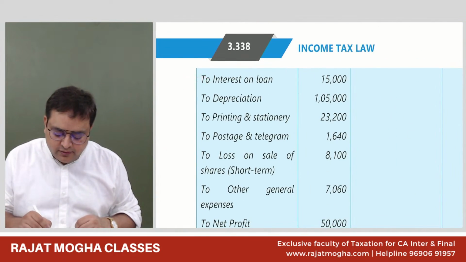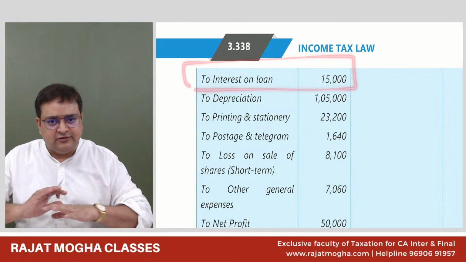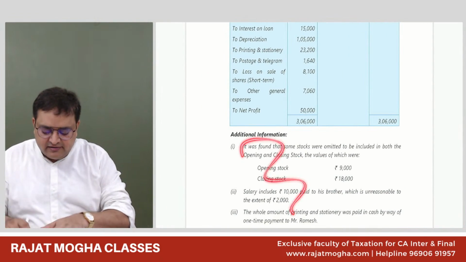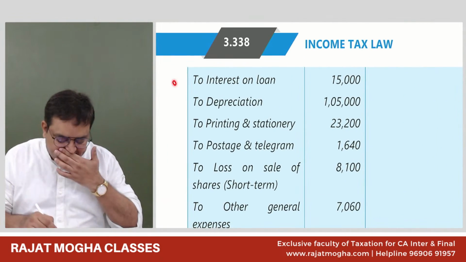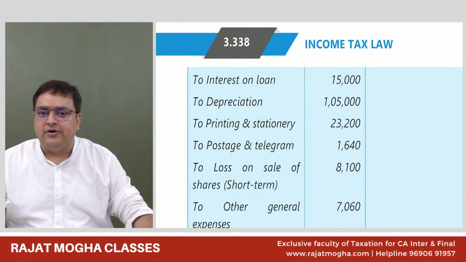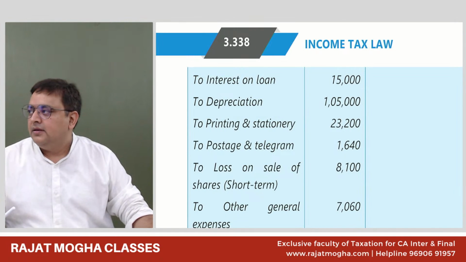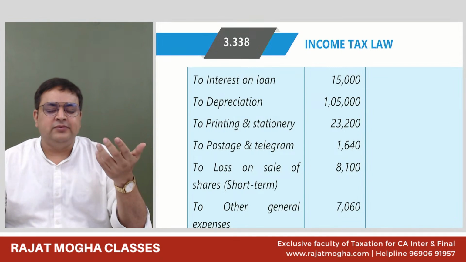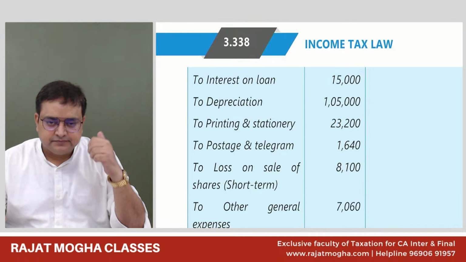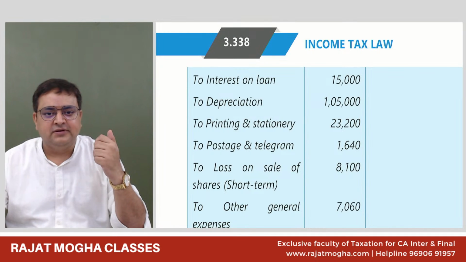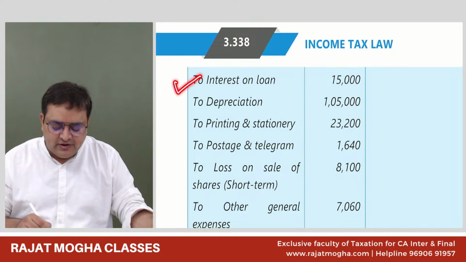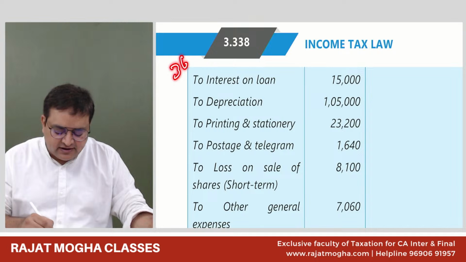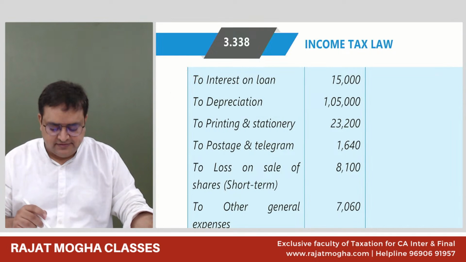Interest on loan. What do you think, guys? Let's say no information is given regarding interest on loan. So what will you say? Is interest on loan allowed or not allowed? Allowed. If no information is given, we will assume that this loan is taken for our business or profession purpose. So interest is allowed. Specifically, although you don't have to write it anywhere, section 36 allows interest on borrowings.